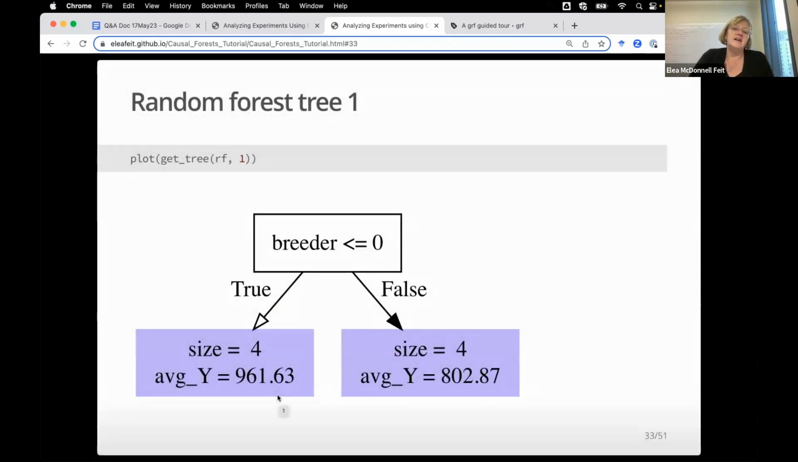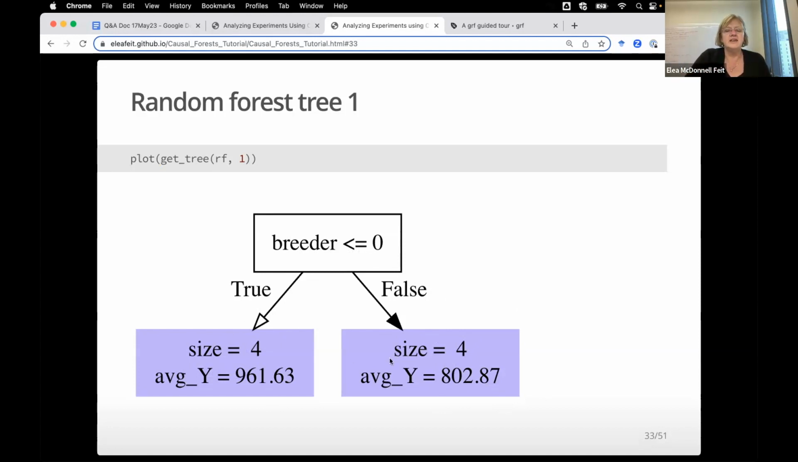So then I can actually look at the trees in the forest. We can see the trees for the forest. If I do get tree random forest 1, that's saying, give me the first tree. And then there's a handy plot function that GRF provides that will plot the tree. So this is what the first tree looks like. We take the breeder variable, and if breeder is less than 0, meaning it's not a breeder, you go down here and you predict 961. If breeder is greater than 0, meaning it is a breeder, then there's 4 subjects like that and 802.87.